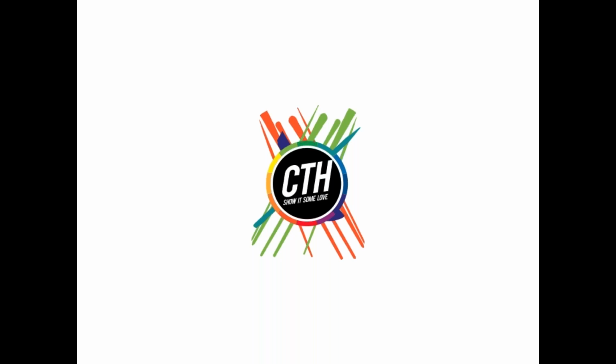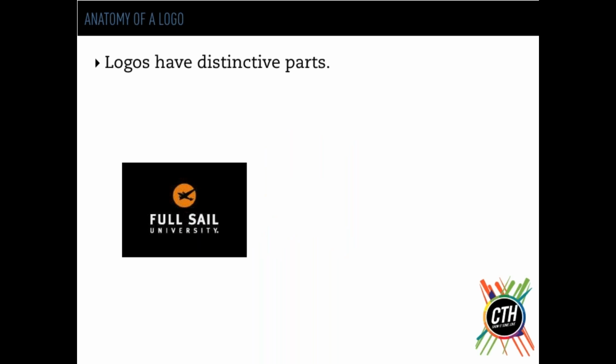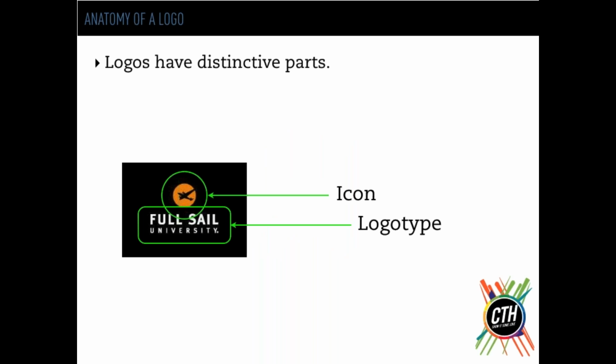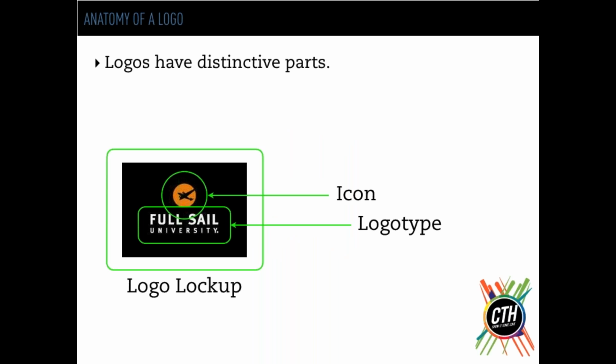So remember, logos have distinctive parts. There's the icon and the logotype, which creates the logo lockup. You've all been working on your icon. That's what your sketches are about. Now you're going to create the lockup. You'll bring your sketches into Illustrator, create terrific vector art for your icon, and then add logotype and position them so they work together as a lockup, just like your Full Sail logo.